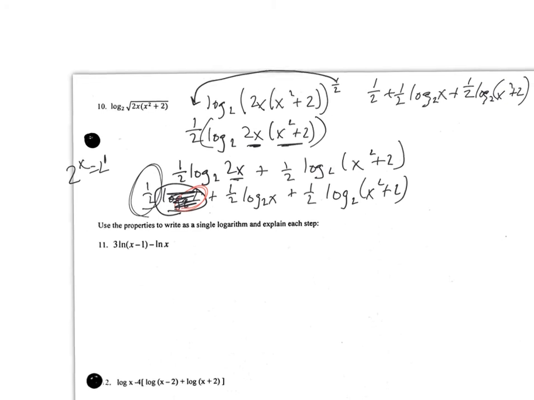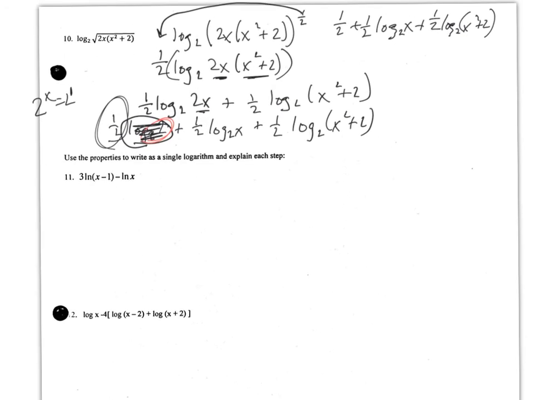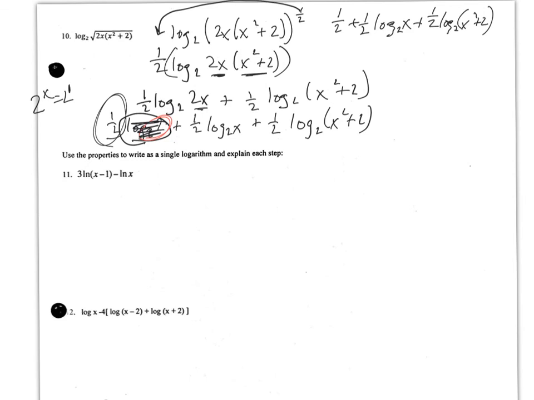And we're going to put this back together. It says use the properties to write as a single logarithm in each step. So I'm going to show you what the properties do. First thing you have to do is think backwards, right? So we have to take this power and put the power back on top of there. So we're going to have the natural log of x minus 1 to the third minus the natural log of x. This is the power property. Meaning if we're multiplying, it's really a power.